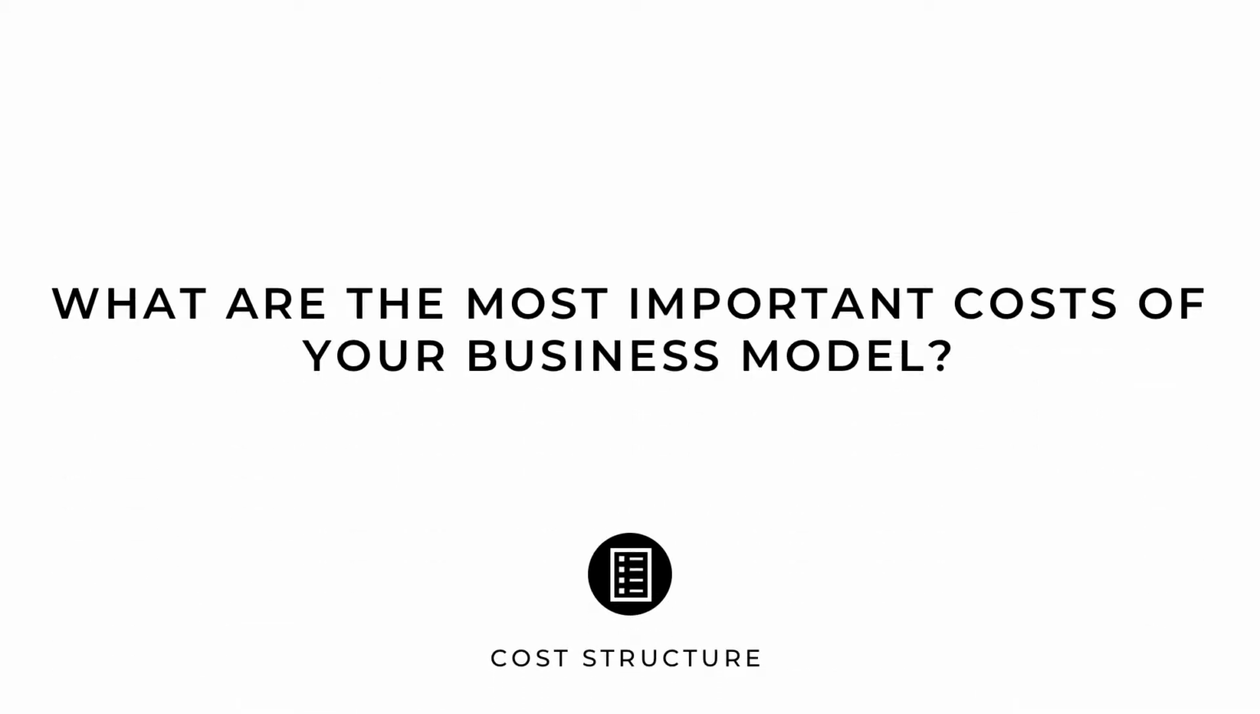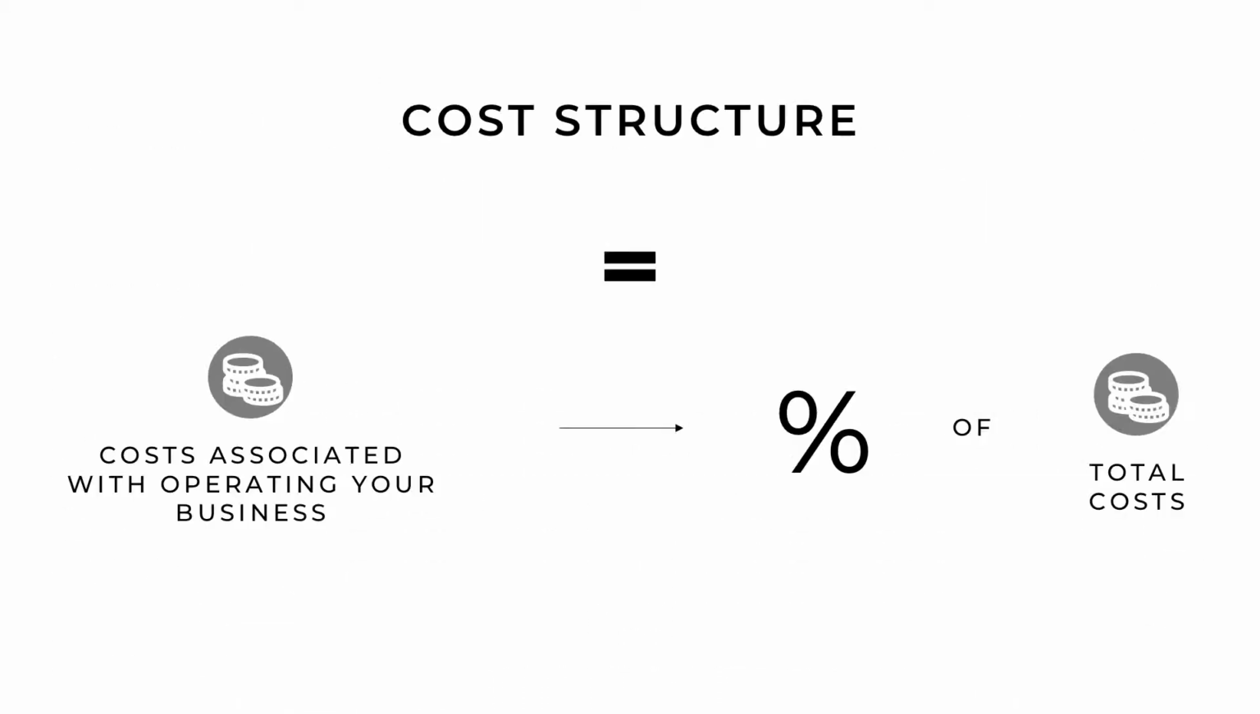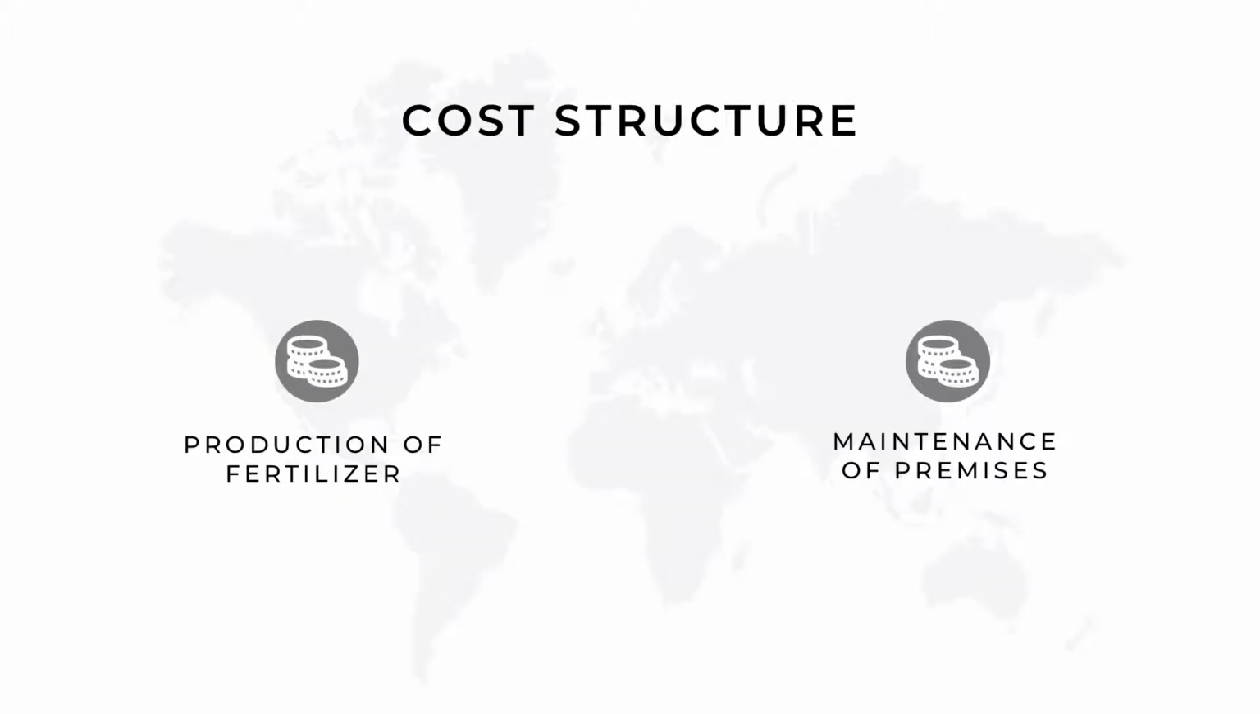What are the most important costs of your business model? Here you need to identify all costs associated with operating your business and calculate their percentages of total costs. It is essential to get a realistic understanding of these costs and which components of the business model drive your costs up the most. Since the process of collecting and segregating the waste is very time and energy consuming, it is the production of fertilizer that drives MCP's overall costs the most. In addition to that, maintaining the premises like fences and access roads adds to total costs.